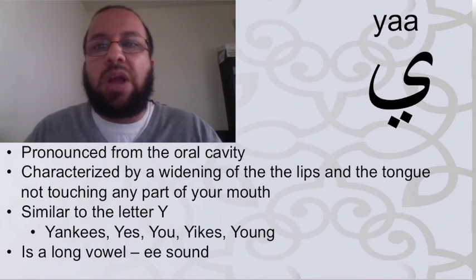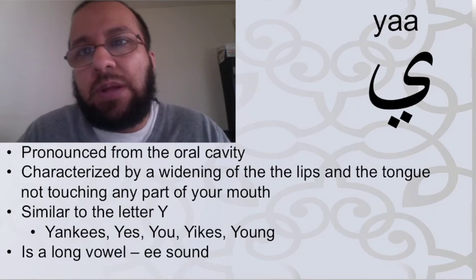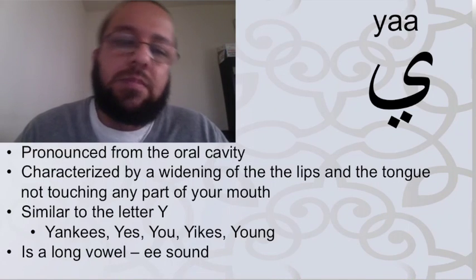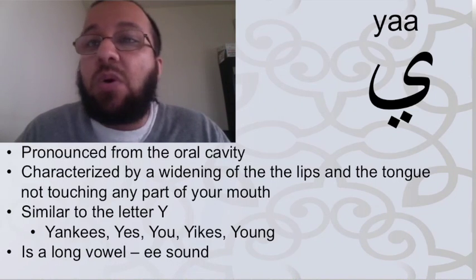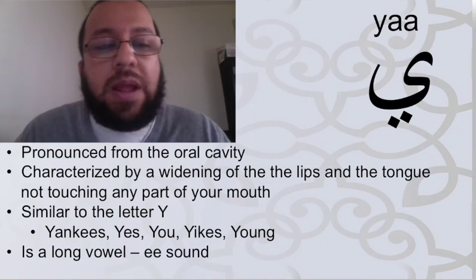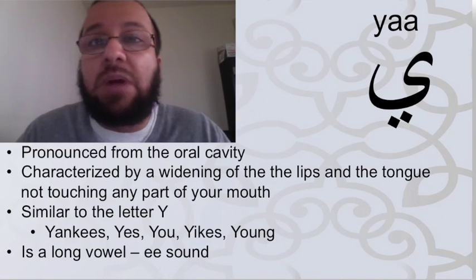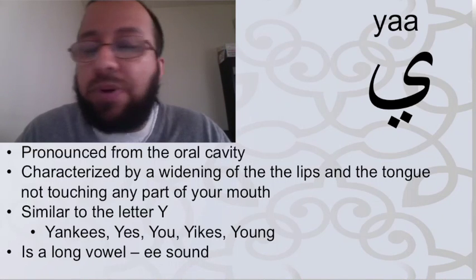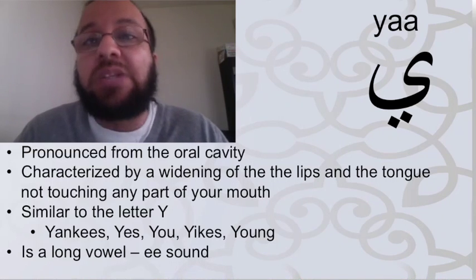Next, we have the letter ya. This letter is pronounced from the oral cavity, and it is characterized by a widening of the lip and the tongue not touching any part of your mouth. So it's pronounced like this. Ya. Ya. It is pretty much identical to the letter Y in the English language.